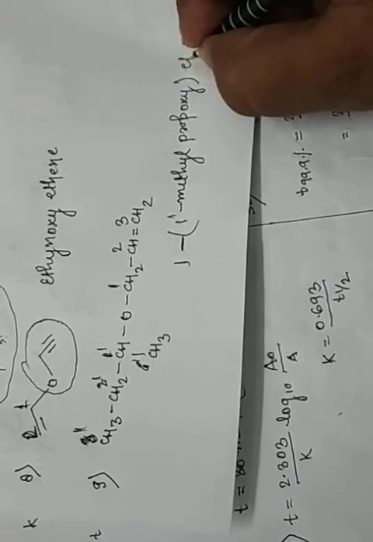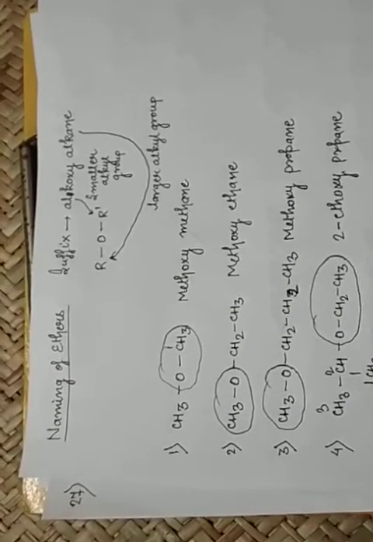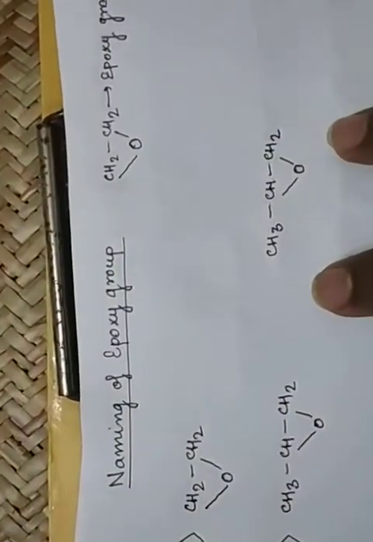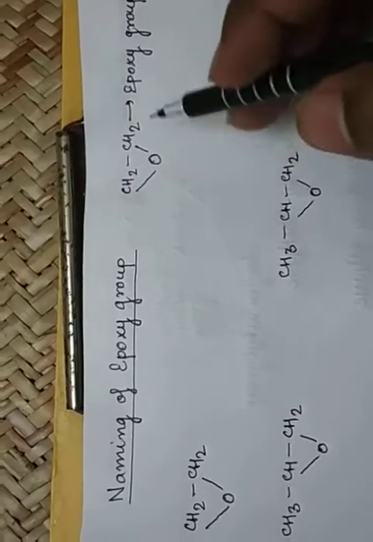It means prop, and the second position is the double bond, prop-2-ene. Clear? Clear 100%. Now this is an example of ethers. Okay, clear? Now the next topic is what? Naming of the epoxy group. Now suppose this type of group is there. This is called the epoxy group.